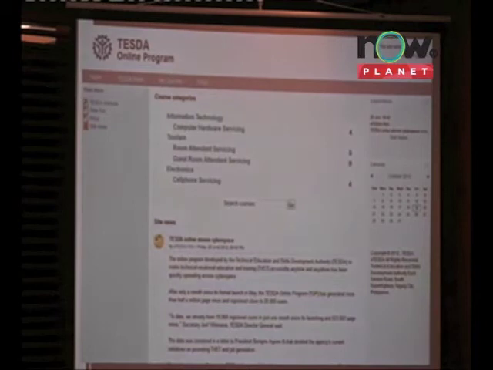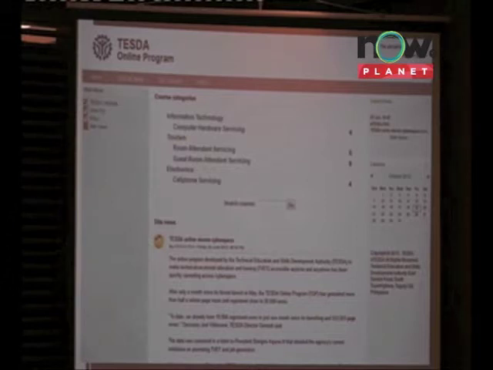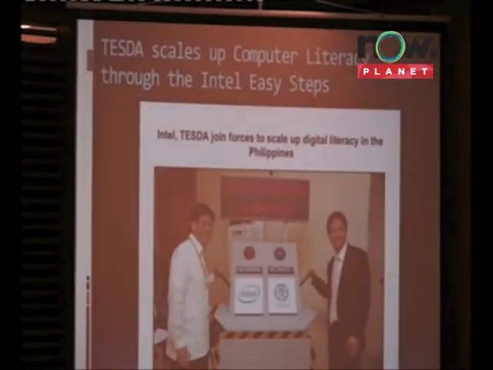So these are the courses available right now. Meron pang isa, hindi pa lang po namin na upload dito. So yan, computer hardware servicing, room attendance servicing, guest room attendance servicing, and cell phone servicing. Another program that we're doing is providing computer literacy as one of the common competencies in all the TVET courses.